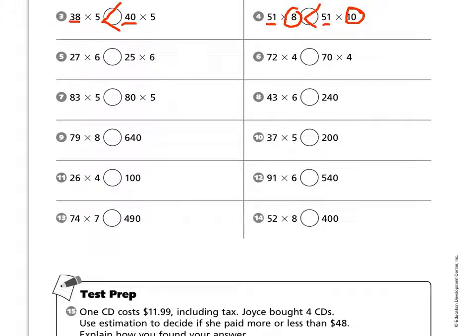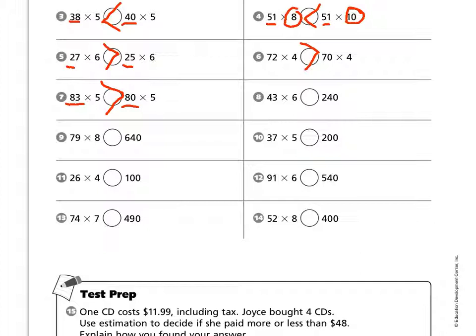I have 27 times 6 and 25 times 6. So I'm looking at 25 and 27. 27 would be a greater product times 6. 72 times 4 and 70 times 4. 72 times 4 would be greater. 83 times 5 and 80 times 5. 83 is going to be greater than 80, so 83 times 5 is greater.